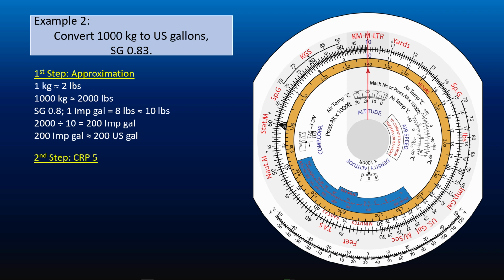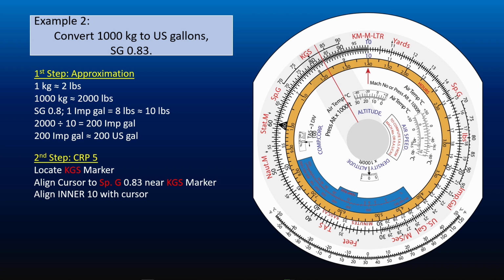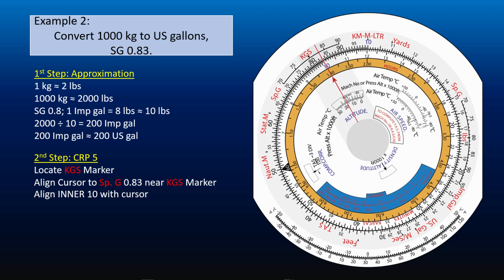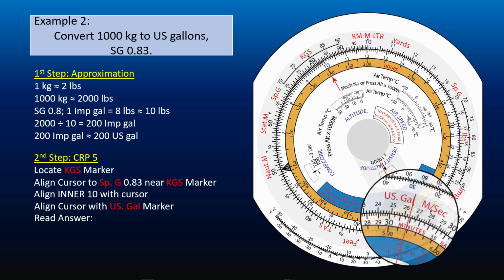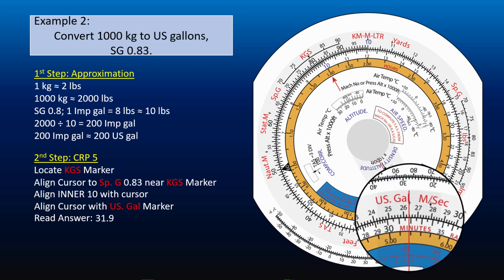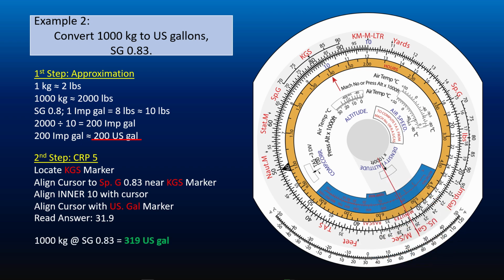Now that we have the approximation, we can proceed to step 2, using CRP5 to get the answer. First, locate the KGS marker. Align the cursor to specific gravity 0.83 near the KGS marker. Align the 10 index on the inner scale to the cursor to represent 1,000 kilograms. Align the cursor with the US.gal marker. Read the answer on the inner scale. 31.9. Thus, our final answer is 1,000 kilograms at specific gravity 0.83 is equal to 319 US gallons.